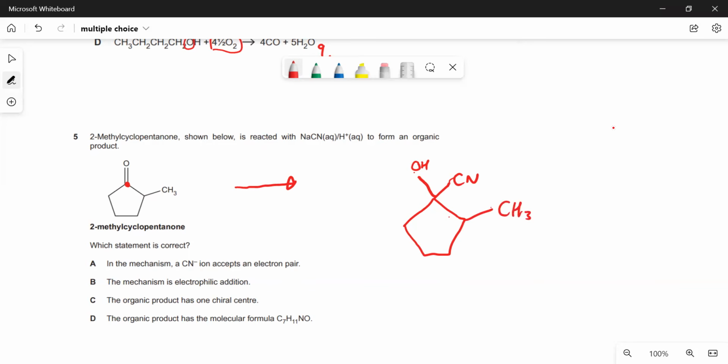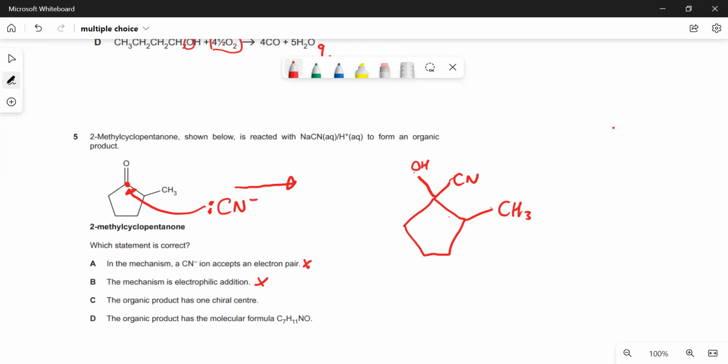Okay. In the mechanism, the cyanide ion accepts an electron pair. That's wrong. It actually donates a lone pair, doesn't it? It is a nucleophile. That lone pair attacks that carbon there. That's what happens. It's electrophilic addition. It's wrong. It's nucleophilic addition. Cyanide is a nucleophile.